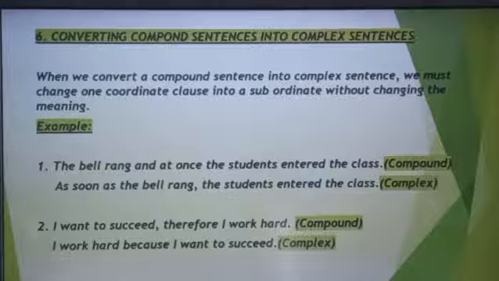Sixth type is converting a compound sentence into a complex sentence. When we convert a compound sentence into a complex sentence, we must change one coordinate clause into a subordinate clause without changing the meaning. Example: the bell rang and at once the students entered the class. This is a compound sentence. As soon as the bell rang, the students entered the class. This is a complex sentence. Second example: I want to succeed, therefore I worked hard. That is a compound sentence. I worked hard because I want to succeed.